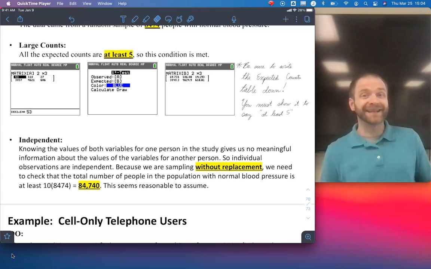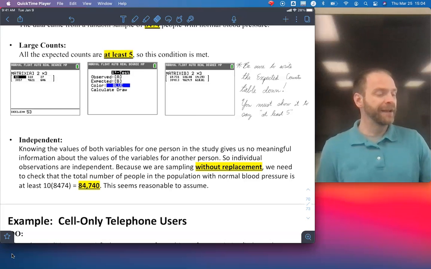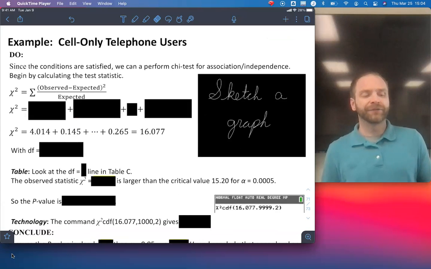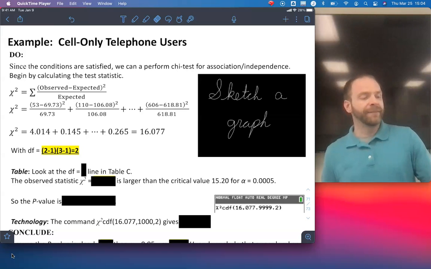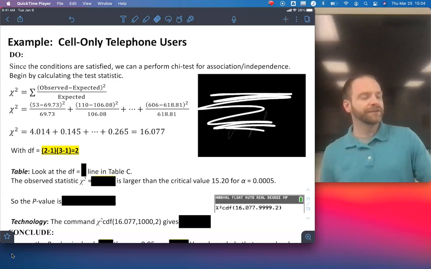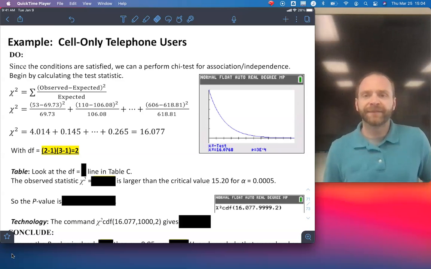And what's really nice is I already did that step, didn't I? When I ran the test, I went through and calculated my statistic, which is really awesome. And so I have my degrees of freedom. I do the first two, then the last one, I have my calculator sketch a graph for us. And there it is, and I get my chi-squared value. I have my degrees of freedom.